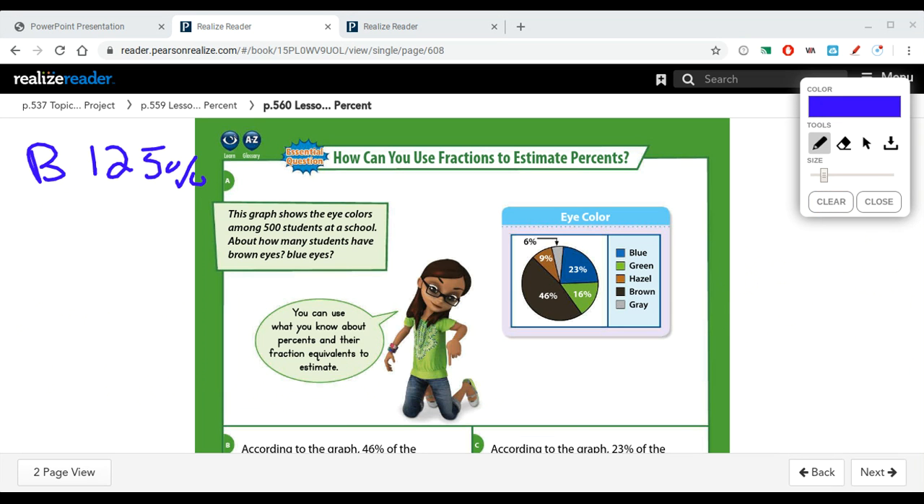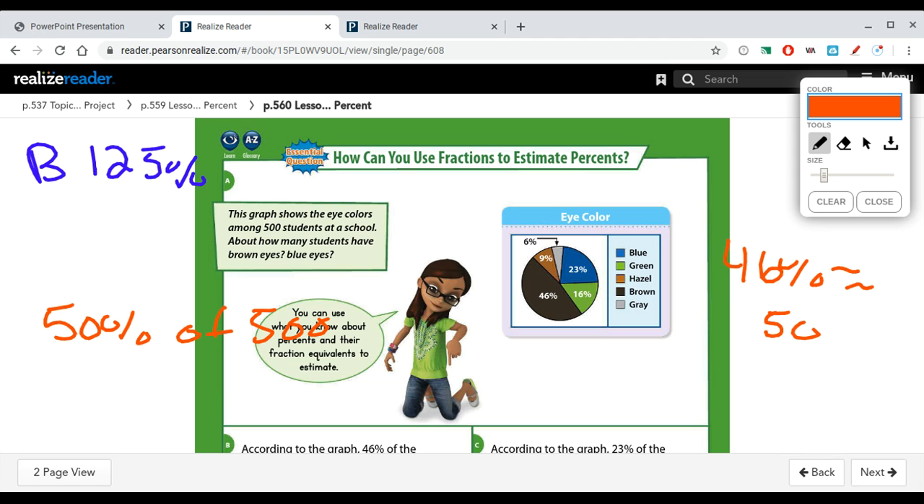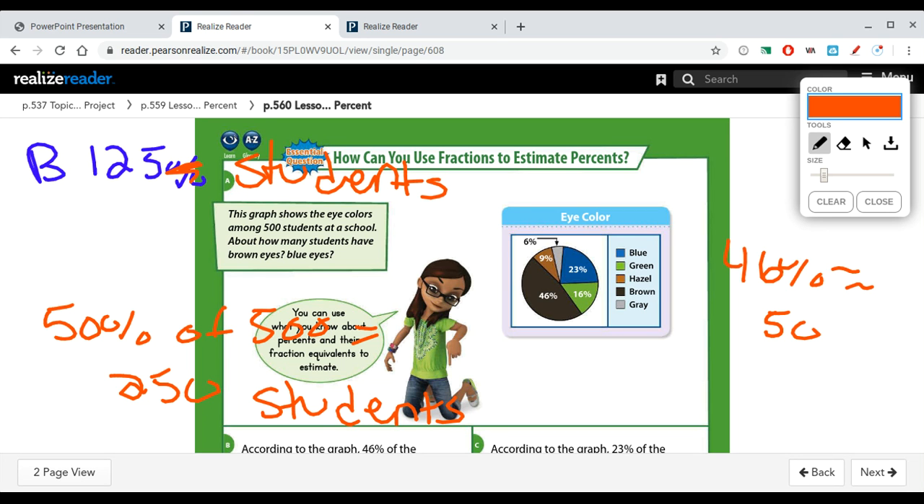And then I don't have brown, so I'll go to orange for brown. And if I look at the brown, I have 46%. Well, 46%, so I'm going to say 46% is near 50. And so I'm going to be looking at 50% of 500. Well, we know what 50% of 500 is. Half of 500 is going to be 250 students. I guess that's what needs to be up there, not percent. Students. Okay. So again, using what I know to help me find an estimate, a very, very quick estimate.